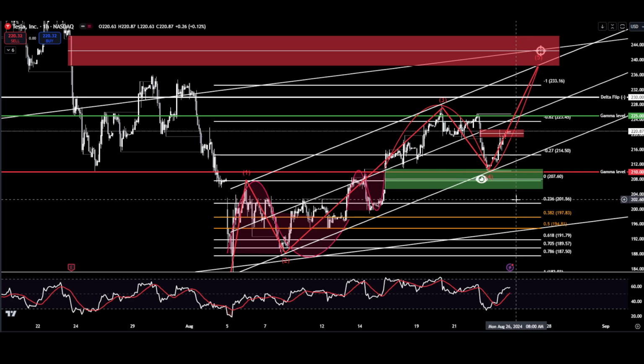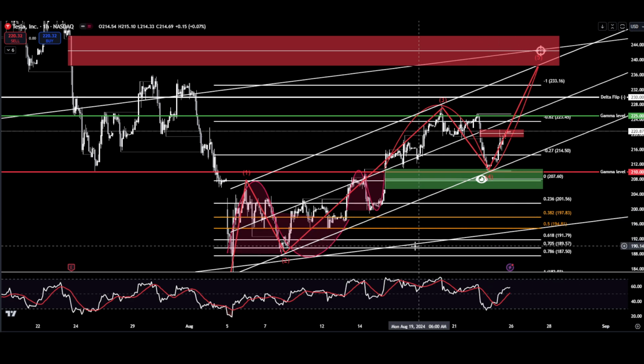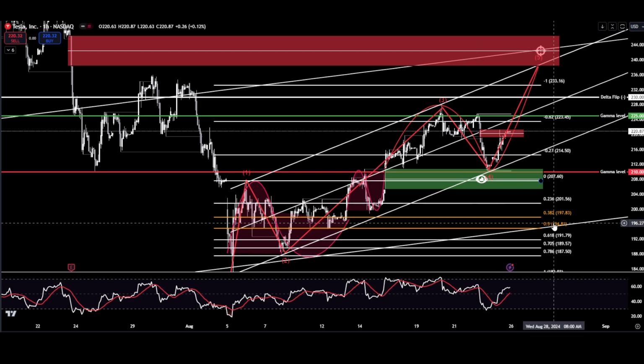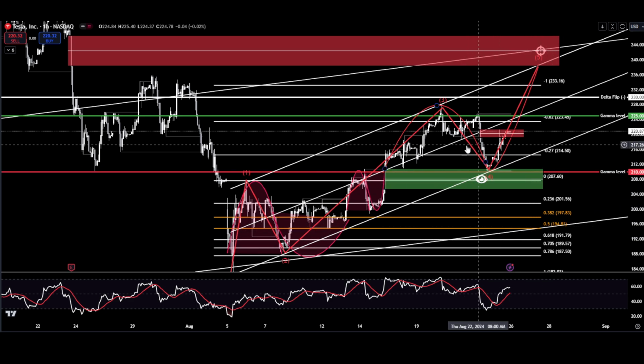Right, if it closes that fair value gap, we've got 201.56, 197.83, 194.81, and down here is a less aggressive ascending channel as well, the support level. That could catch us if we fell out of this aggressive channel. But I don't think that's what's going to happen.